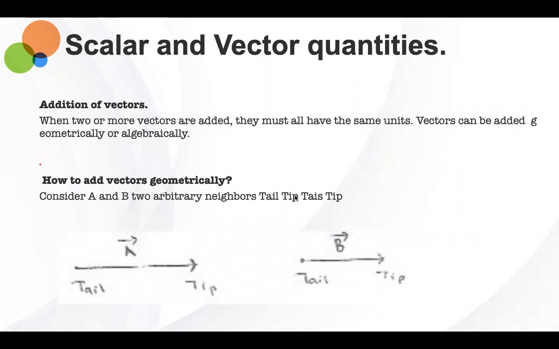This is very quick. All right, so addition of vectors. When 2 or more vectors are added, they must all have the same units. Of course, that makes sense, right? Very obvious. So vectors can be added geometrically or algebraically, right? Geometrically meaning representing them using their form. So with vectors, you will apply the tail and tip. That's what I call it. So you attach.